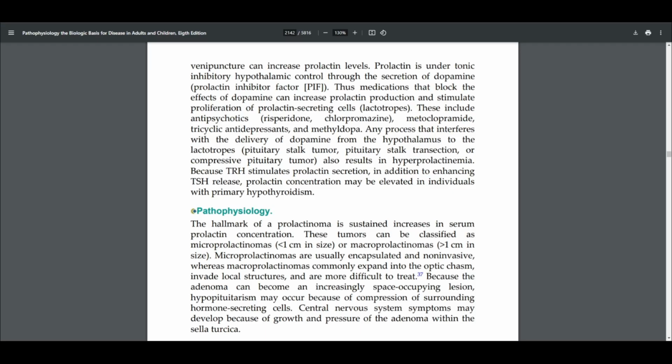Any process that interferes with the delivery of dopamine from the hypothalamus to the lactotropes also results in hyperprolactinemia. Because TRH stimulates prolactin secretion, in addition to enhancing TSH release, prolactin concentration may be elevated in individuals with primary hypothyroidism.